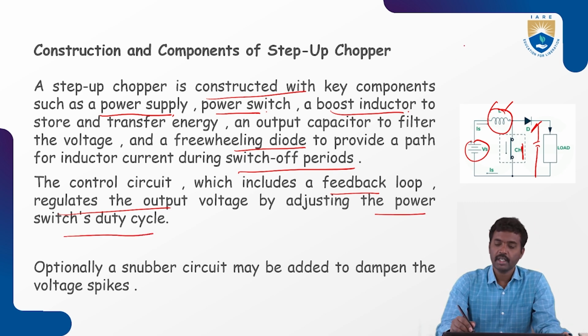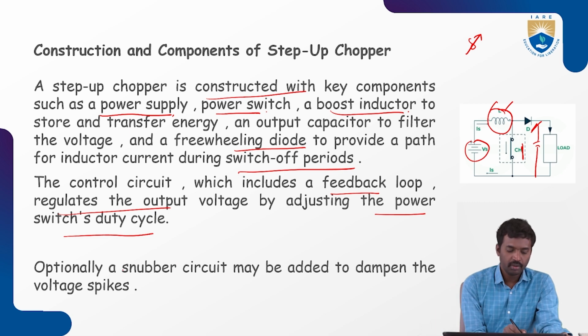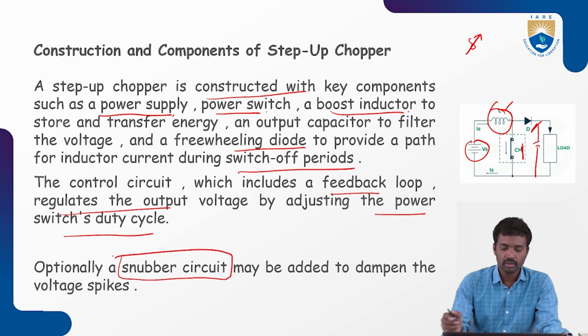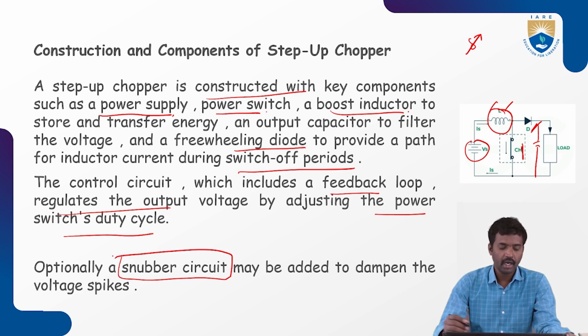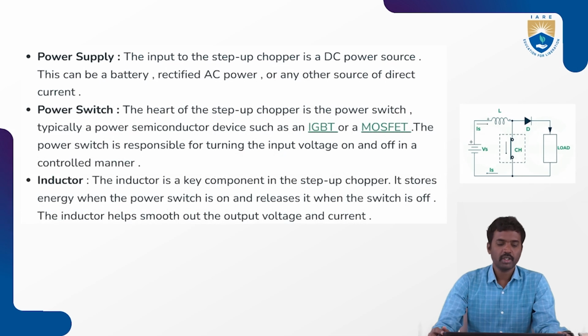There is a duty cycle, and by adjusting this duty cycle, we can change the output voltage. Additionally, there is an optional snubber circuit that may be added. To provide damping and reduce the voltage spikes, we use the snubber circuit. Now, what are the components?